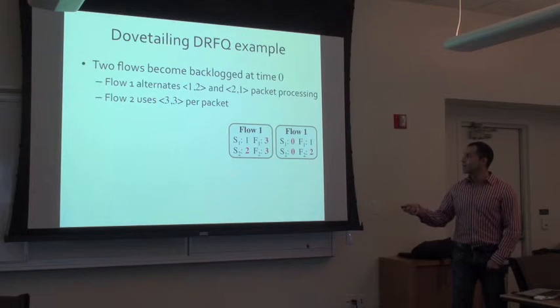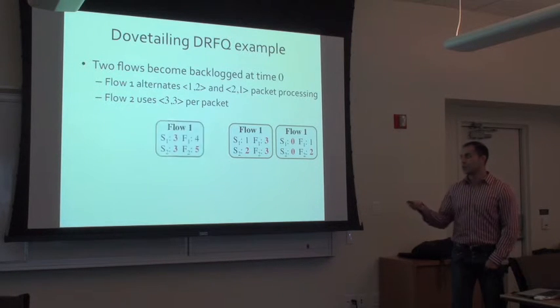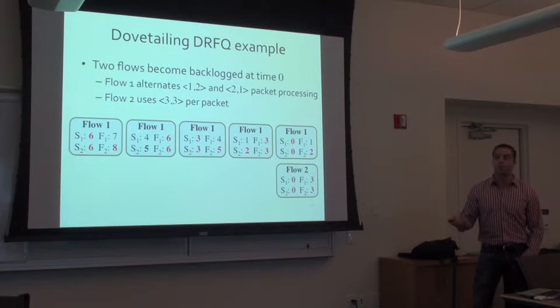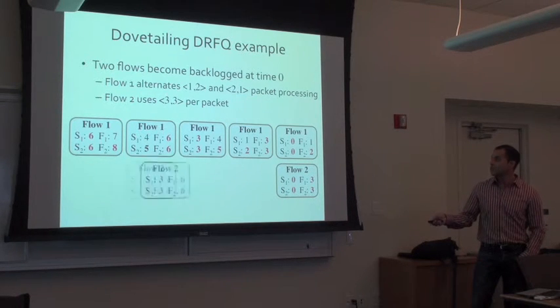Next packet, we see that dovetailing is happening. Now it's using 2, so we're adding 2 to the finish time of the previous packet and 1 to this. Okay, so you see where this is going. It's actually doing dovetailing when it's computing these, and the red here is the maximum for each of the packets. And the other flow just looks the same as before because it's actually using the same amount of both of the resources.